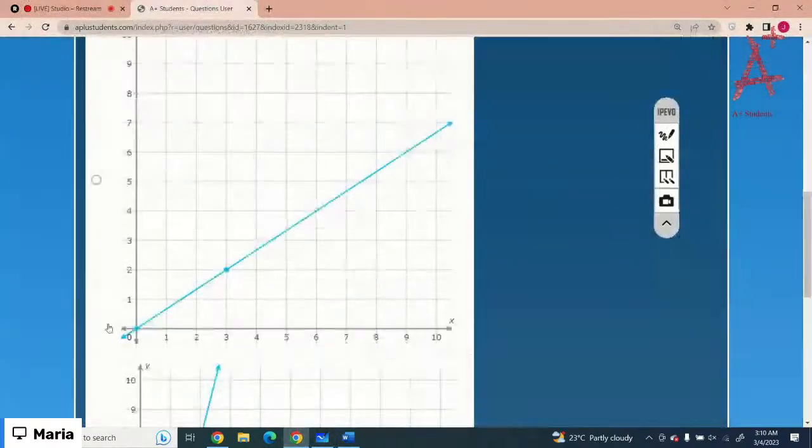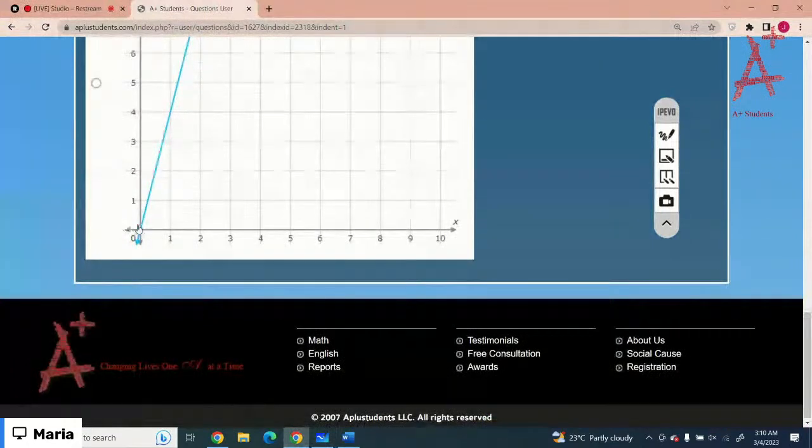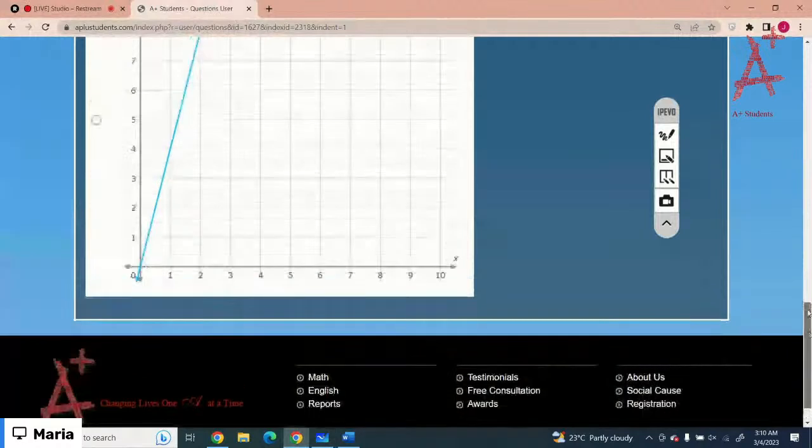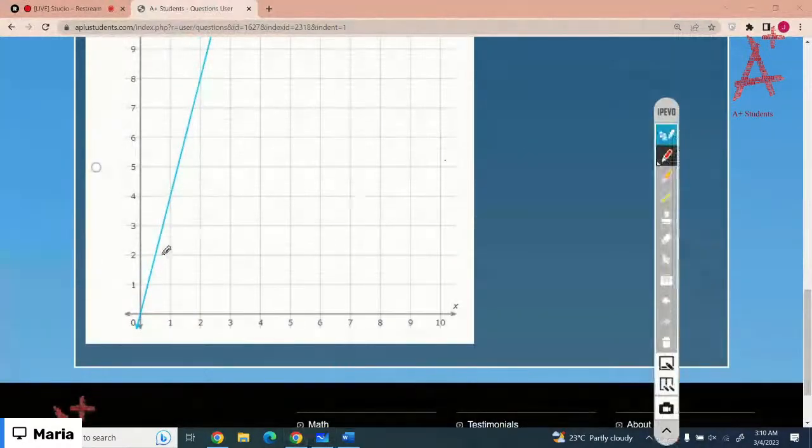Okay. 0, 0. No, this isn't the correct option. 0, 0. This one I think is the solution. 0, 0. 1, 4 and 2, 8. Yes, that is the correct option.